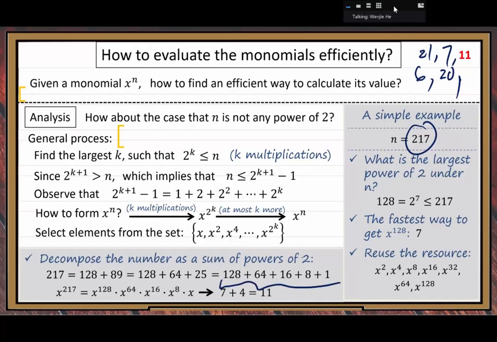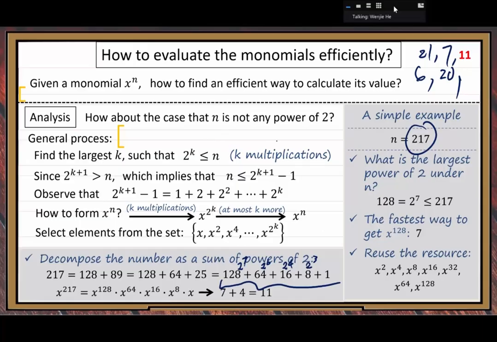You can write 217 as a binary number, right? These numbers correspond to the binary representation. Because this corresponds to 2 to the 7th, 2 to the 6th, 2 to the 4th, 2 to the 3rd, 2 to the 0. So let's look at the binary representation.